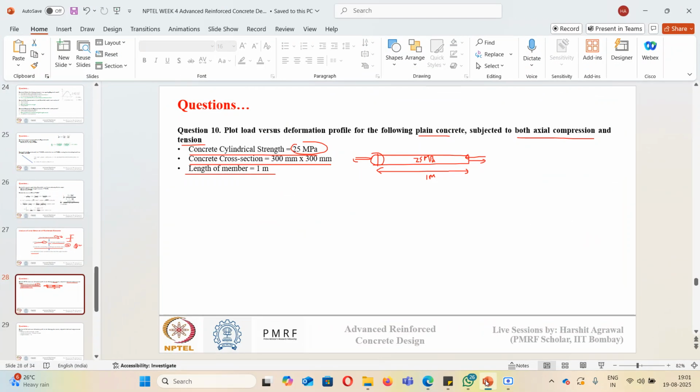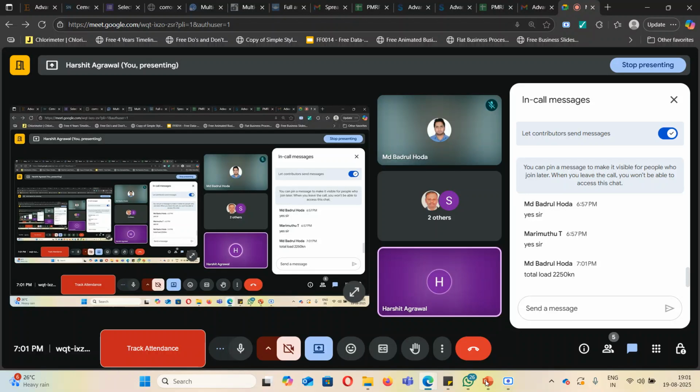Okay, let's see the profile. At various strain values, we need to calculate the load. What you are saying is the load which the concrete will take at the peak strain. That corresponds to the stress of 25 MPa, so 25 multiplied by the area gives the load. That is the peak load. For the profile, we need load at different deformations, so that we need to plot.